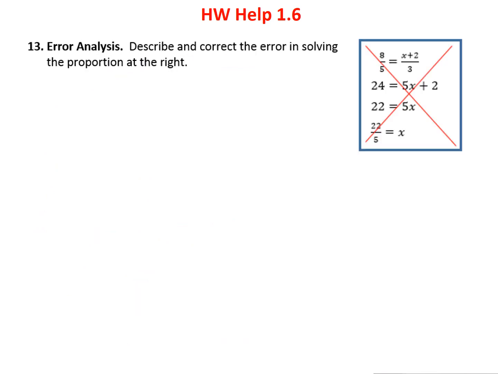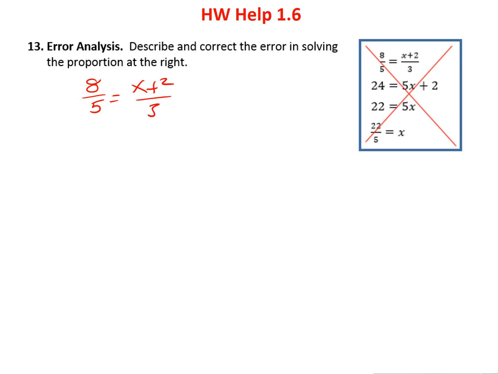In number 13, it gives us an error analysis. We're asked to describe and correct the error in solving the proportion at the right. So notice the first thing they're going to do here is multiply. If I write this out, we can see where they make the error: 8 over 5 equals x plus 2 over 3.